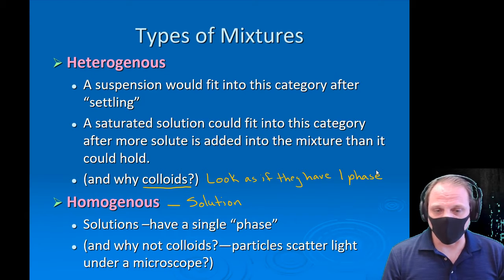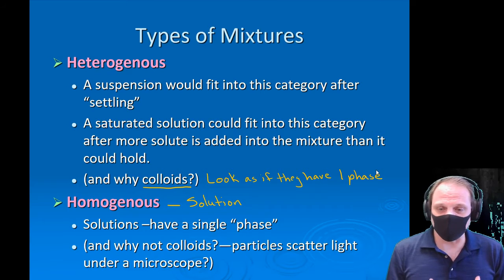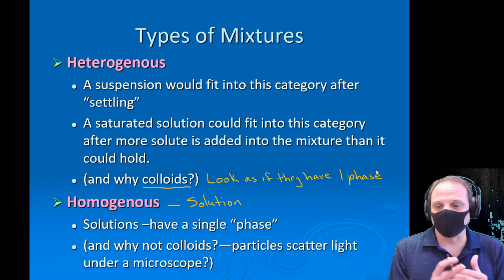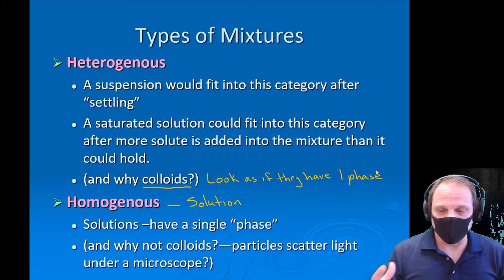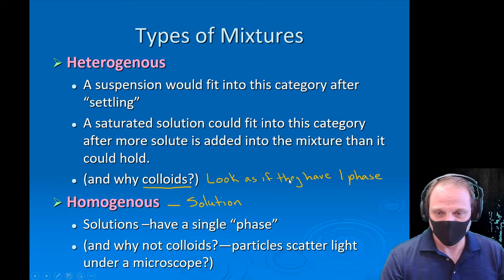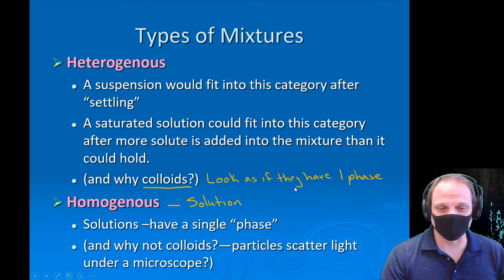And again, why are colloids not considered homogeneous solutions? Well, we talked about the fact that they seem to have one phase, but they actually have small little variations that will cause light to scatter. And so those small little variations we use to determine that they are not a homogeneous mixture. But you're not going to be able to really see the difference until you actually apply another test to it. So we'll talk about that test.